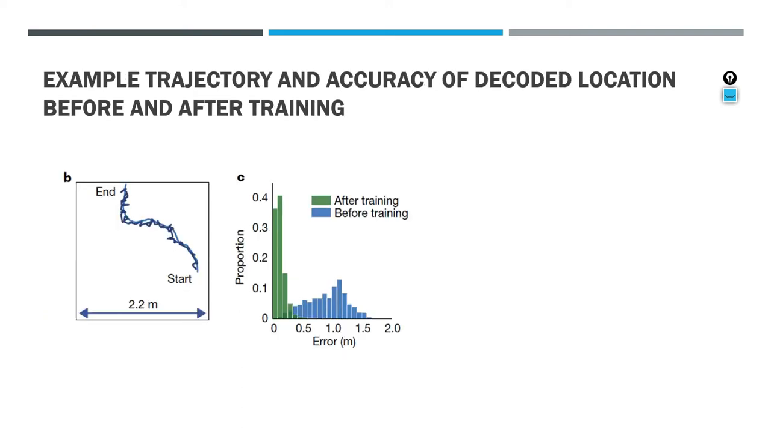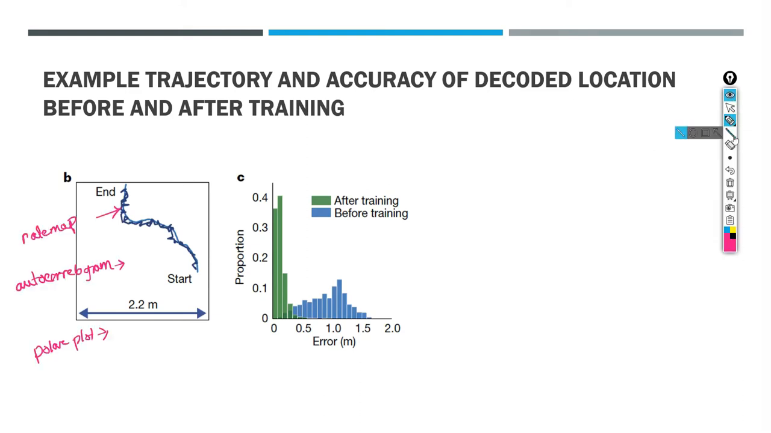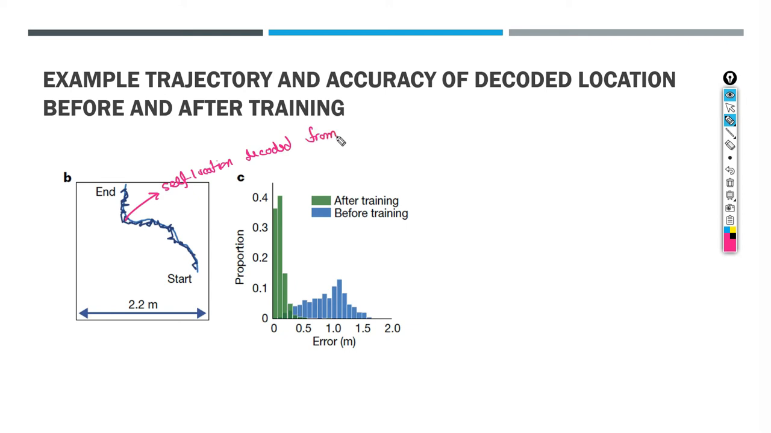So if we look at some of the other figures from the result, we can see here that there are two lines. One is in deep blue and the other one is light blue. Here the dark blue line is actually the self location, which is decoded from the place cells. And we can see the line in light blue that resembles the actual path. And if we look at the figure at the right, we can see the decoded locations before and after training. And we can see it has significantly improved after training.